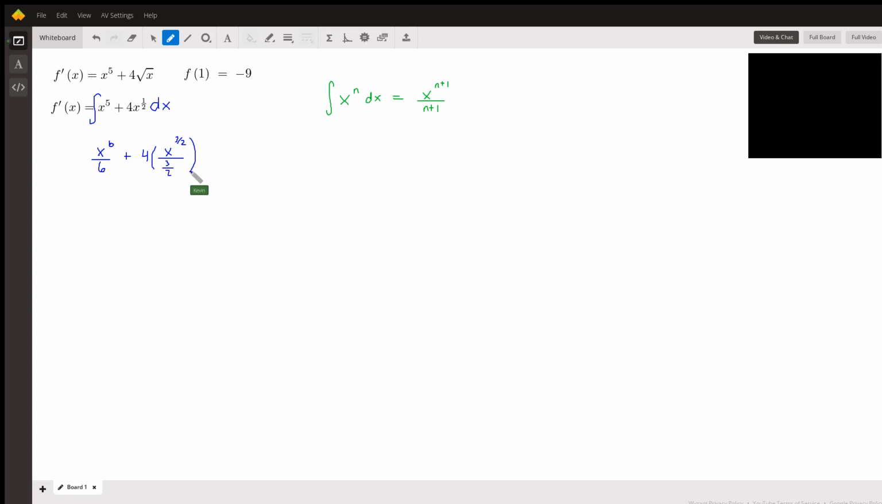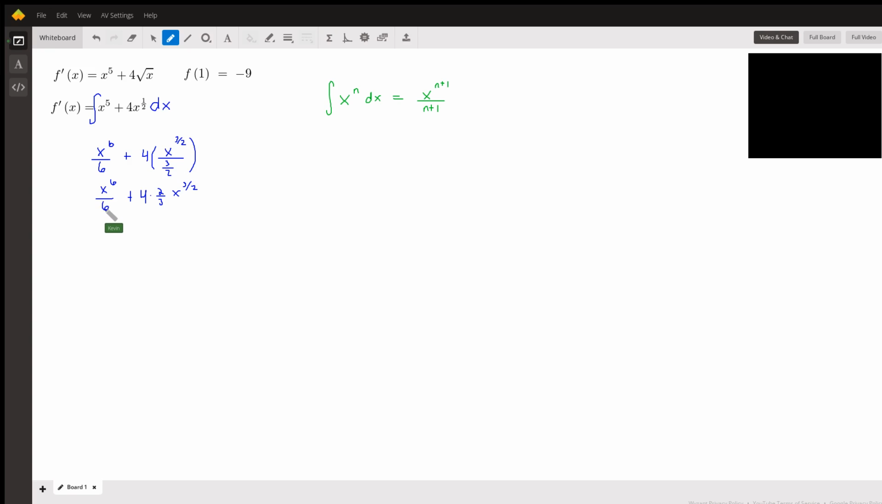Okay. I don't know about you, but I don't really like dividing by this fraction. So instead of dividing by 3/2, we're going to multiply by the reciprocal. So I'm going to multiply by 2/3, and still have x to the 3/2. All right, pardon my writing here. I'm writing with my finger on a keyboard. But this should be our general antiderivative.